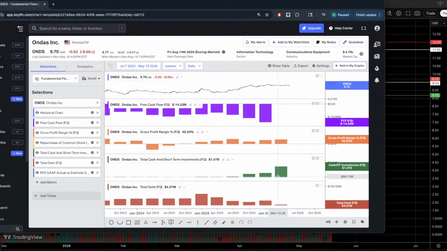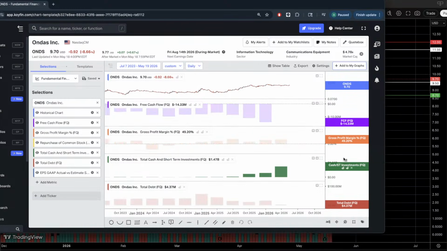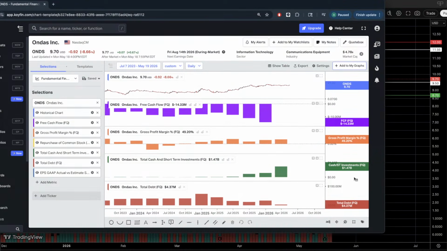So, the cash on hand and short-term investments. If you just take a look at the ratio between the cash and short-term investments to total debt, that's a gargantuan difference. Right, so we have 1.5 billion in cash and short-term investments, so they're overall assets, and the total debt is sitting at 4.37 million. So we can essentially say that they don't have any debt, right?